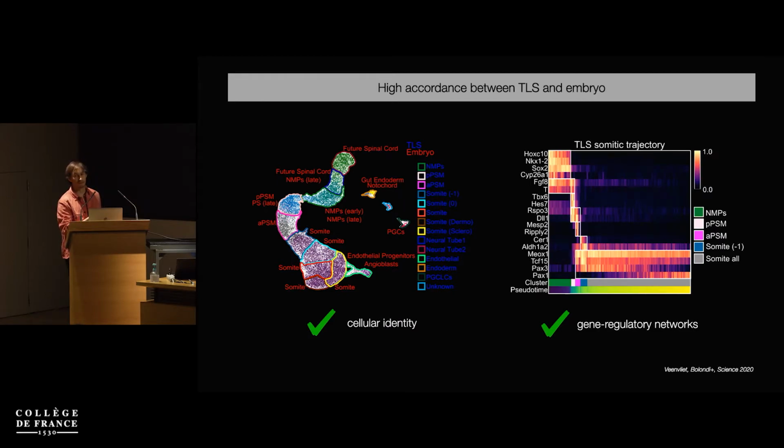Moreover, when we compare our single-cell compendium to an extensive compendium of the embryo, we can see that there's a high accordance between the transcriptional cell identities of the TLS and the embryo. And we also see that gene regulatory networks are pretty much conserved, which we can show by pseudo-time analysis and trajectory inference.